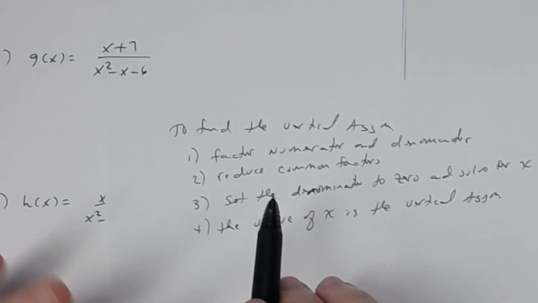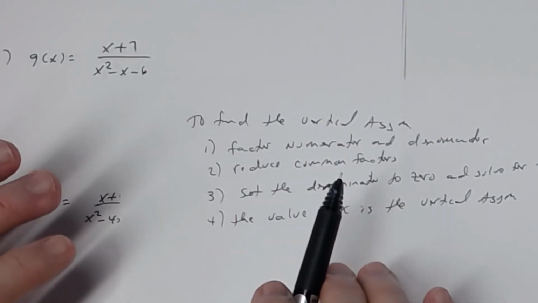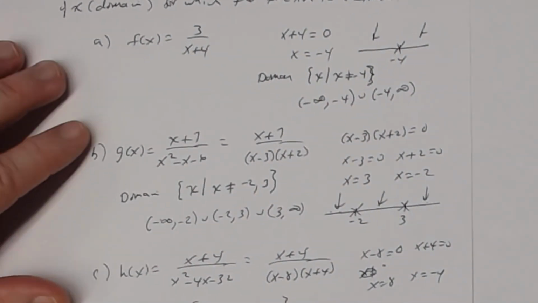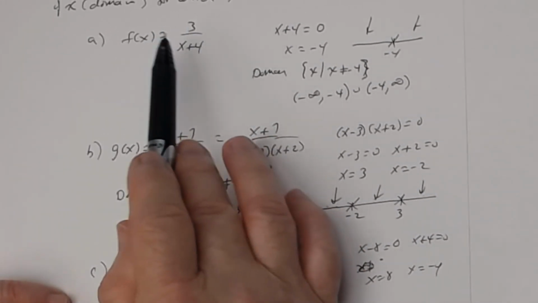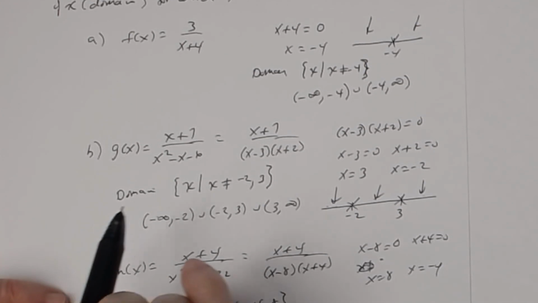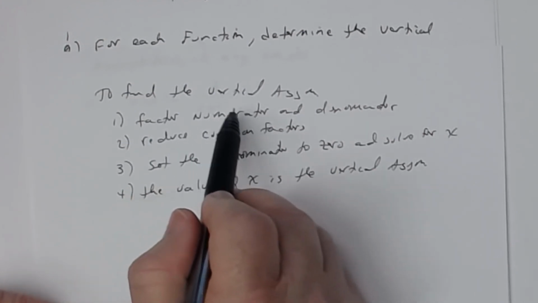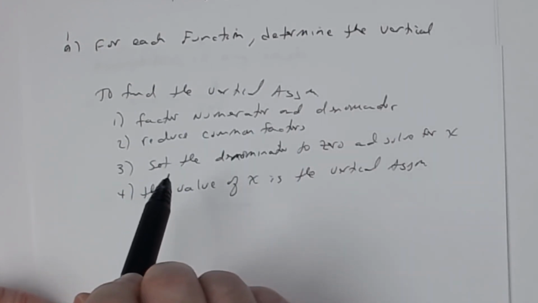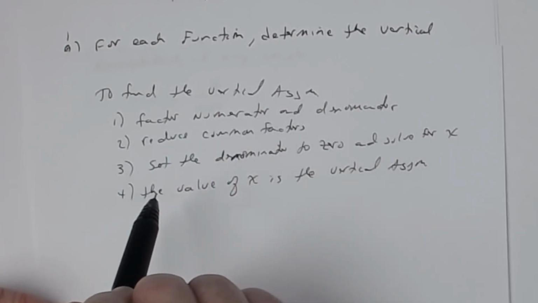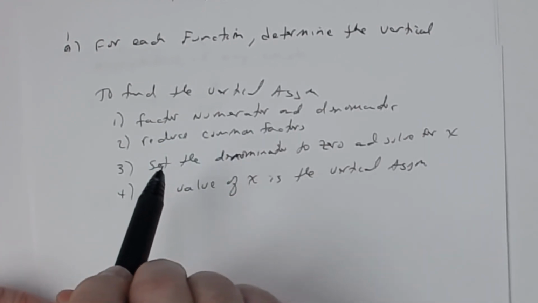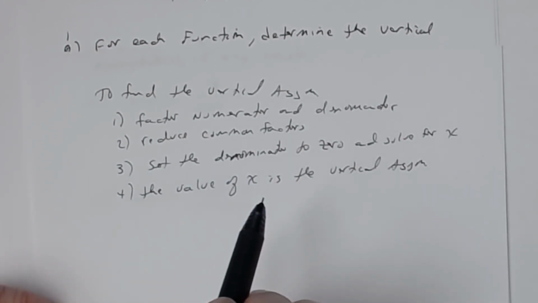It's very important when you find the vertical asymptotes that you factor numerator and denominator. When I found the domain, notice I said in many of the cases that it does not matter what the numerator is. You are just looking at the denominator and finding where that denominator is equal to 0. When we find the vertical asymptotes, you are now going to worry about the numerator and denominator. You factor numerator and denominator, reduce any common factors, and then whatever is left, set the denominator equal to 0, solve for x, and that value of x is your vertical asymptote.